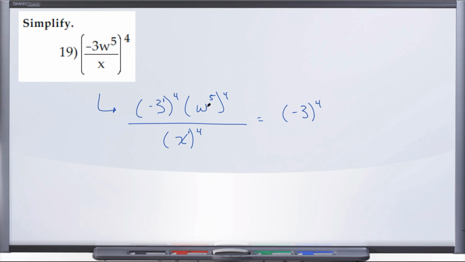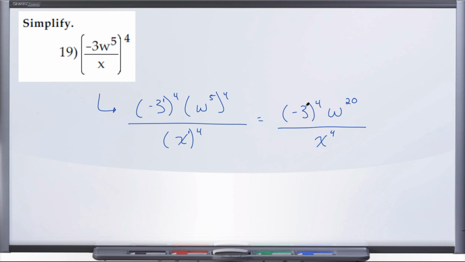And now here we'll have w to the fifth, and that 5 will be multiplied by the 4, so we'll end up with w to the 20, since 5 times 4 gives us 20, all over x to the first, and 1 times 4 gives us 4, so we'll have x to the fourth.